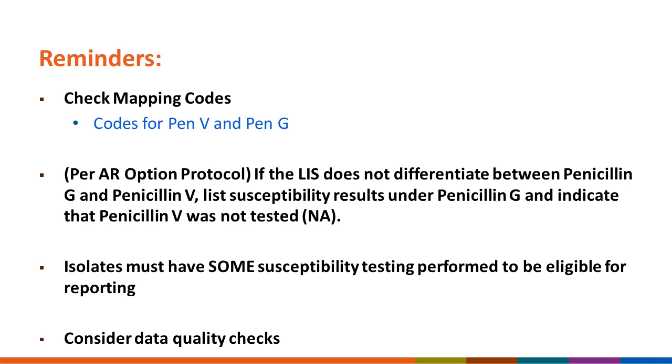On a related note, if the LIS does not differentiate between penicillin G and penicillin V, these susceptibility results should be listed under penicillin G, and it should be indicated that penicillin V was not tested. Also, isolates must have some susceptibility testing performed to be eligible for reporting. We saw issues with applying this protocol rule most frequently during outreach related to Candida isolates. So if no testing is performed, these isolates should not be uploaded into the application.